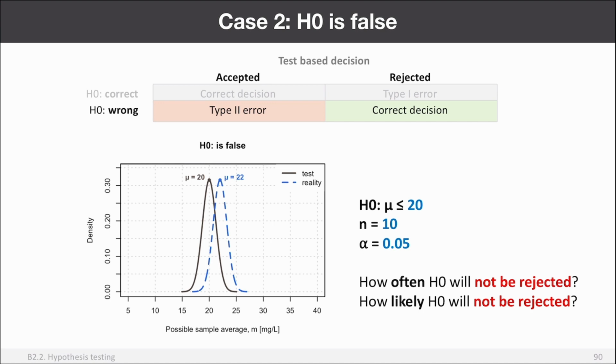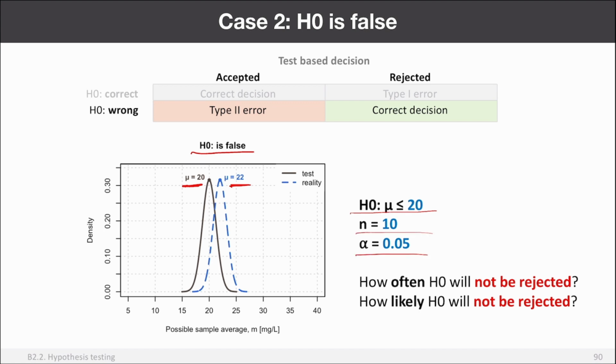accept it anyway. So in our particular example, it means that the lake is contaminated, but the p-value that we get as a result of the test is large enough so we cannot reject the null hypothesis. So this is the situation I showed here. This is what we test, and this is the reality. So this is our null hypothesis, sample size, the alpha.